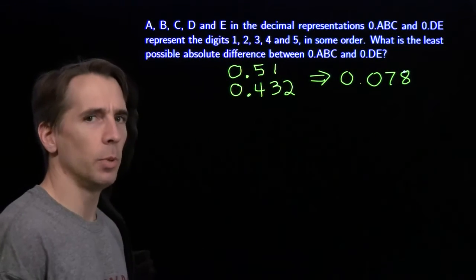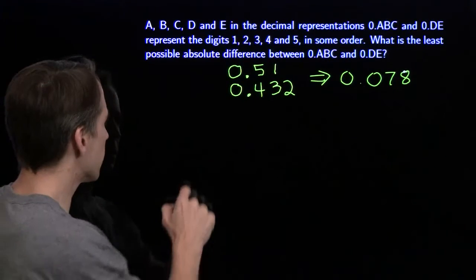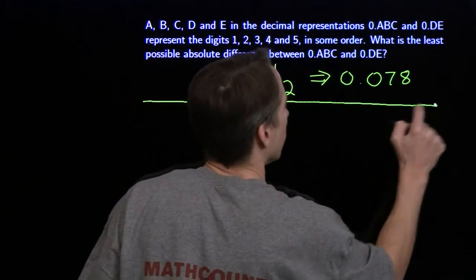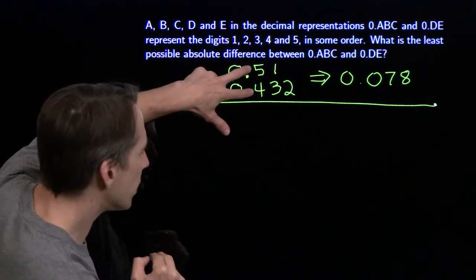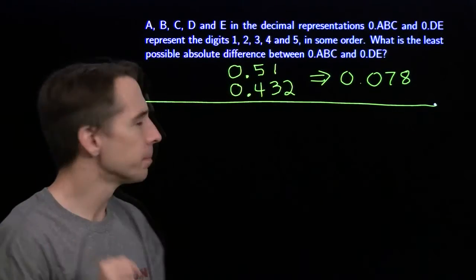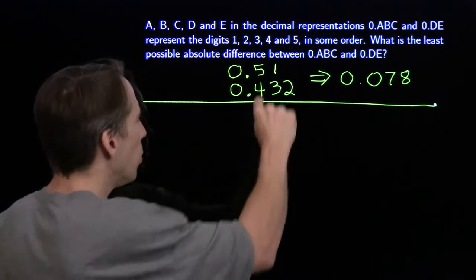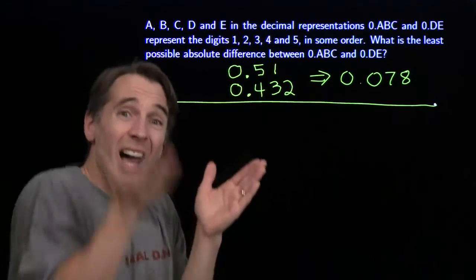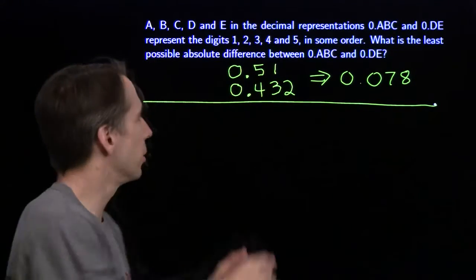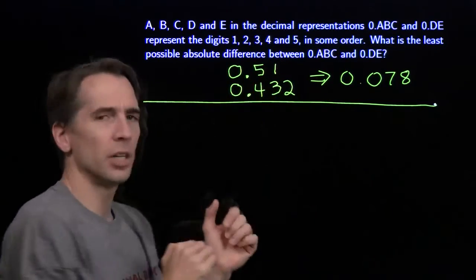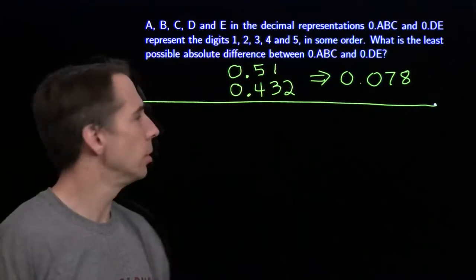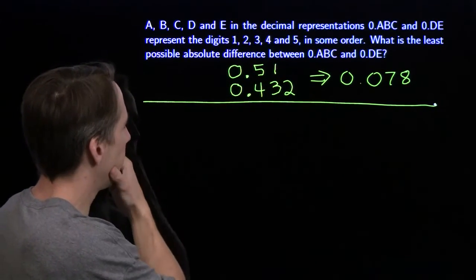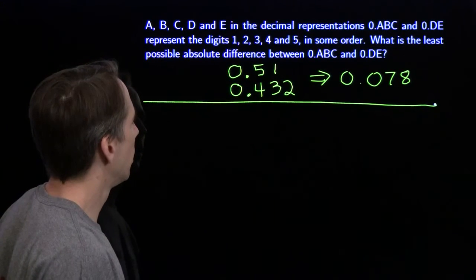But maybe we can do better. All right, let's think about this for a second. We know that we want these two digits to be only one apart. And while we were working on this, we saw that we wanted the hundredths digit of the lesser number to be as high as possible because we're trying to push it up towards the greater number. And we want the hundredths digit of the greater number to be as low as possible. So we want to push that back down.